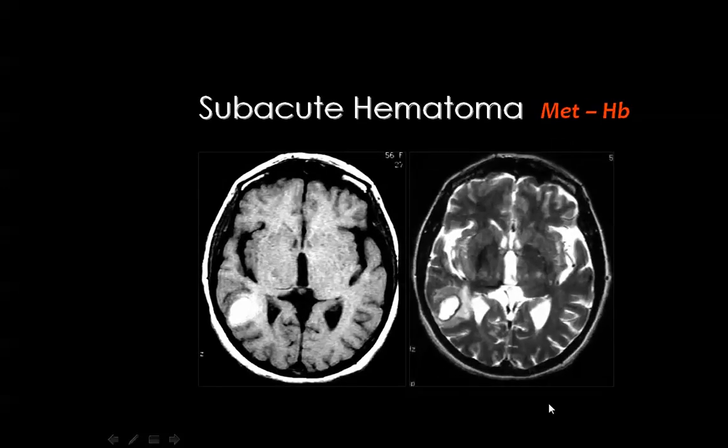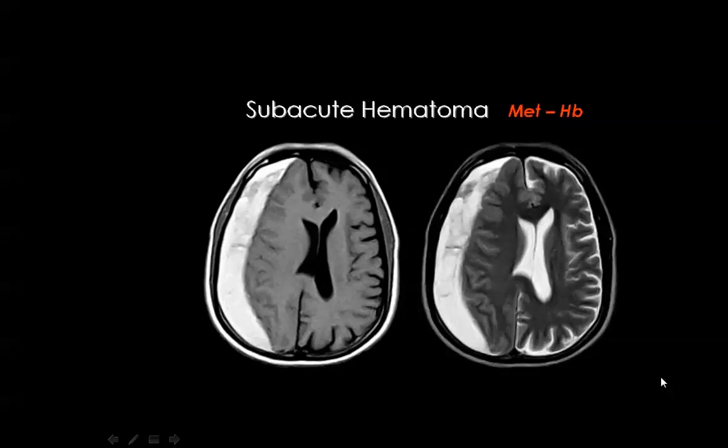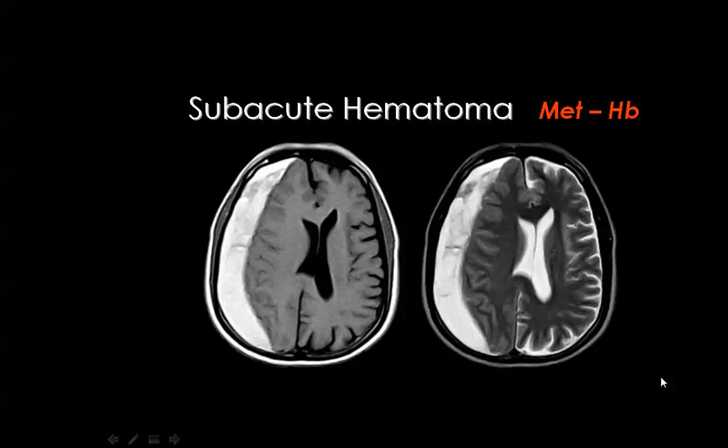Then the subacute blood will appear bright in the T1 and also bright in the T2. This is methemoglobin. And if you look carefully in the T2 in particular, you will see the rim of hemosiderin around the hemorrhage. And outside the rim of the hemosiderin, you will see the brightness of the surrounding perifocal brain edema. Then this is a classic example of a subacute subdural hematoma.